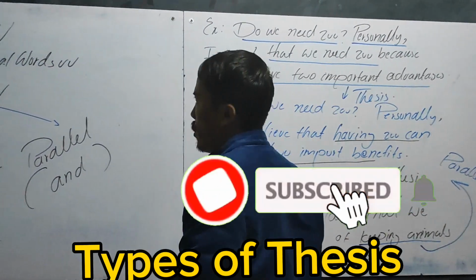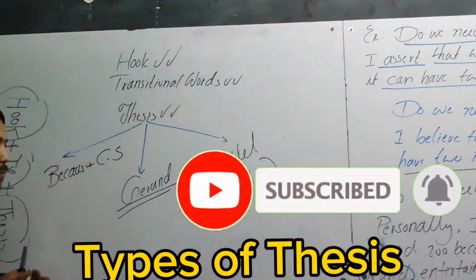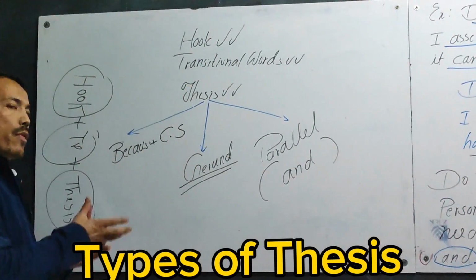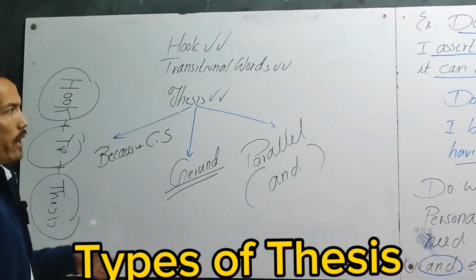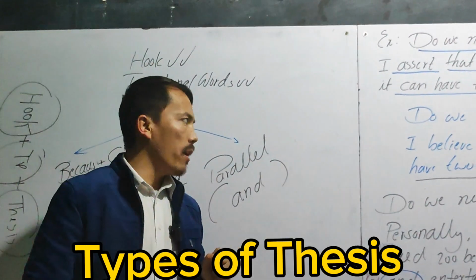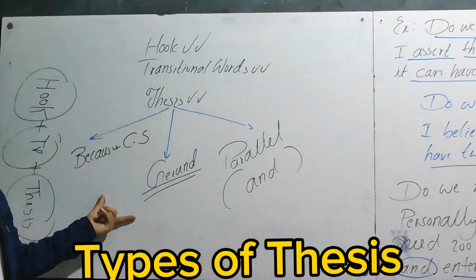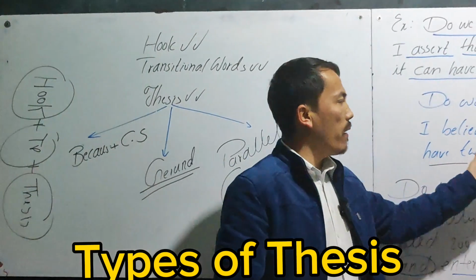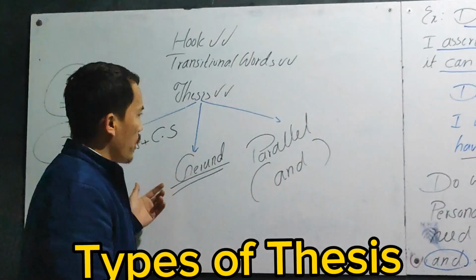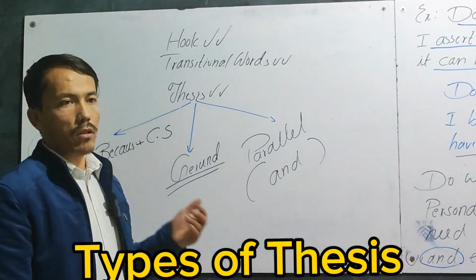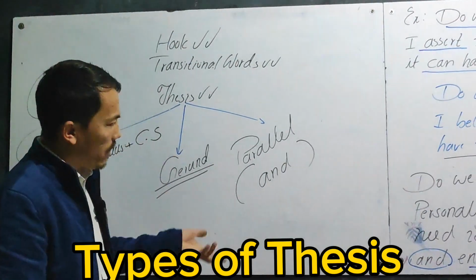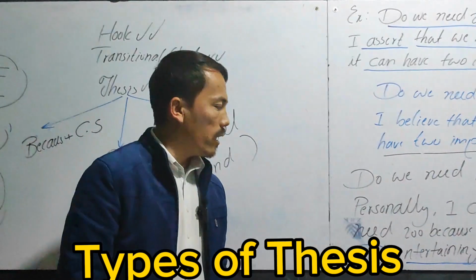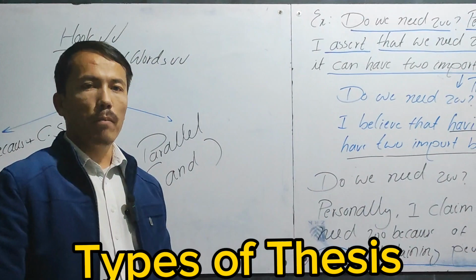So today, what did I teach you? I told you about three important types of thesis. The first one is the word because with complex sentence that we have to use, like the first example that I just mentioned to you. The second one is using gerund, like the second example, having zoo can have two important benefits. And the third type of making thesis after the transitional or connecting words is using parallel structure, like here that we've got keeping animals and entertaining people.